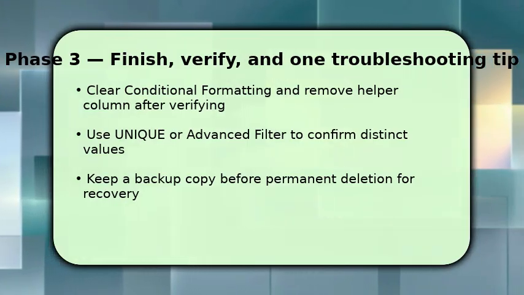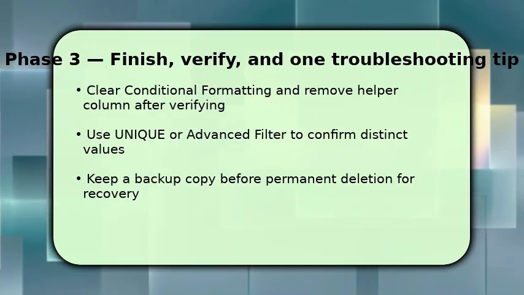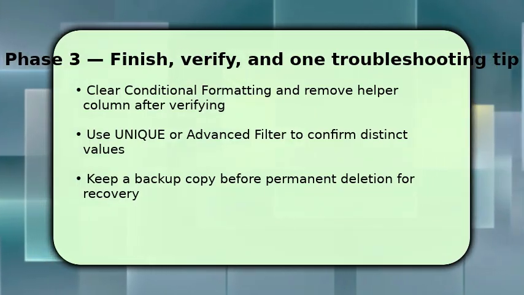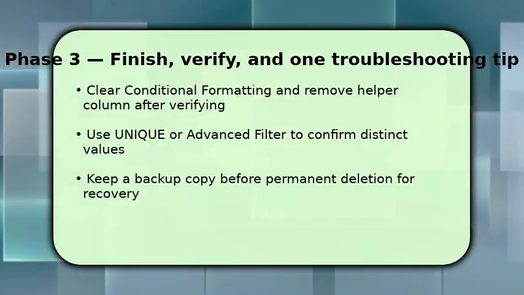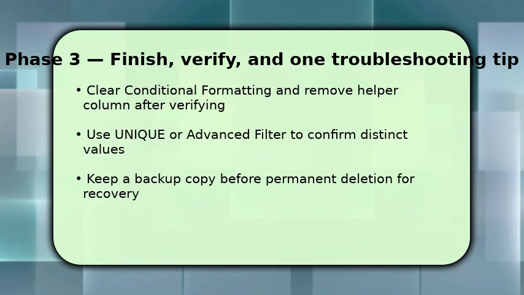One troubleshooting tip: if Remove Duplicates deletes unexpected rows, undo immediately. Inspect which columns were checked, then rerun with only the intended column selected.